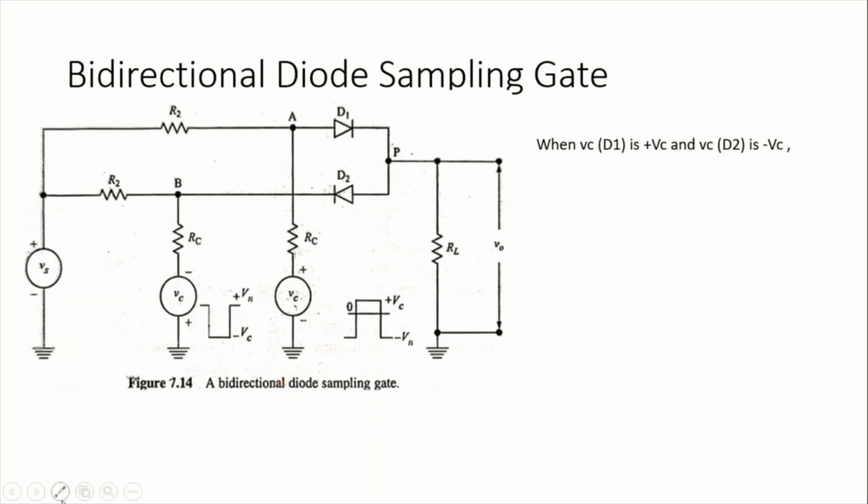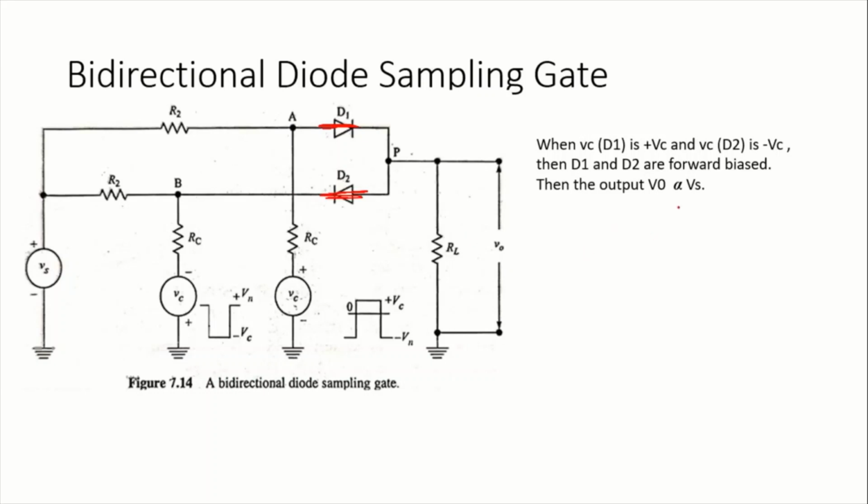So what happens, these two diodes are forward biased, means these can be replaced with a short circuit. When these two are short circuited, the output will be directly proportional to the input signal. V0 will be Vs as these are short circuited.